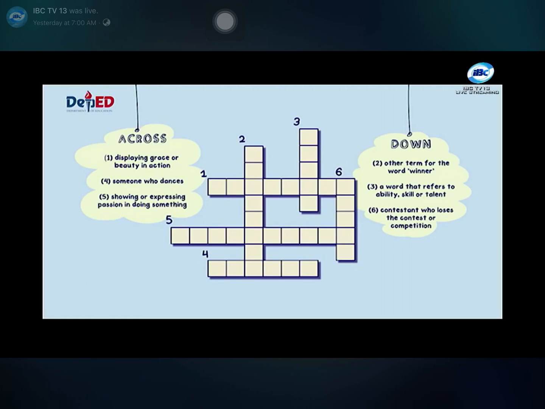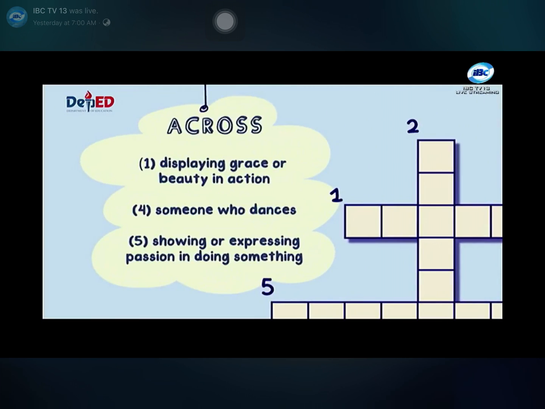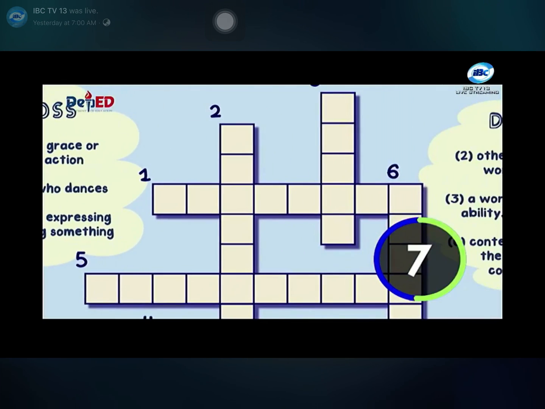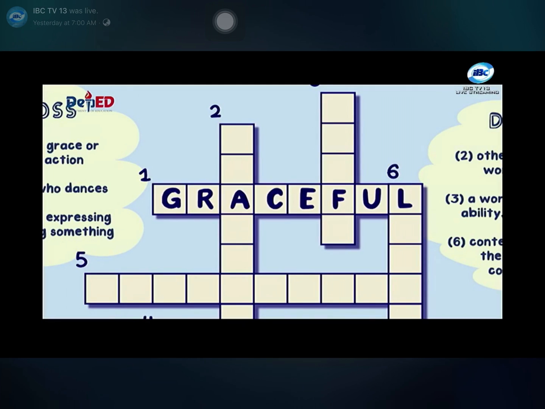Oh, this is where you're going to put words in. Now, let's start with the words across. For number 1, the word that we are looking for means displaying grace or beauty in action. If your answer is graceful, you are correct.